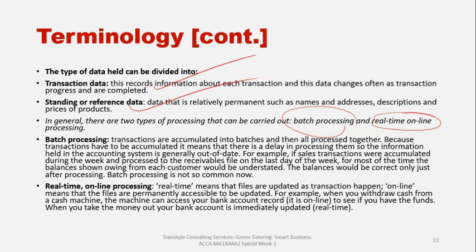Now, real-time online processing. Real-time means that files are updated as transactions happen. Online means that the files are permanently accessible to be updated. For example, when you withdraw cash from a cash machine, the machine can access your bank account record to see if you have the funds. When you take money out of your bank account, it is immediately updated in real time.